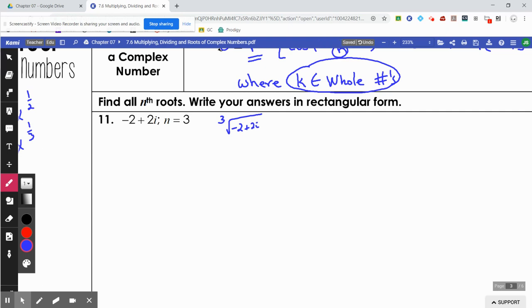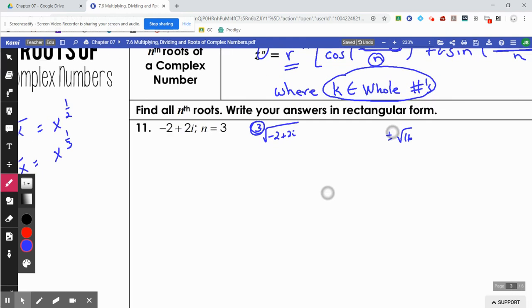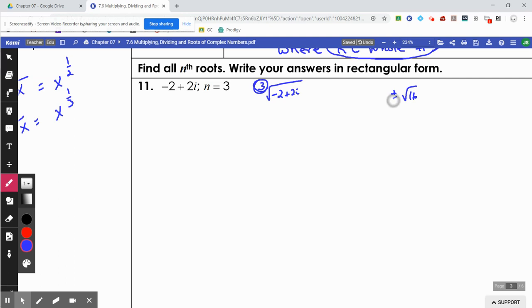How many of these cube roots are we going to find? 3. It's the exact same thing as saying the square root of 16. If we're talking about the positive and negative, if we're looking for a square root, how many square roots did that have? It had 2. It had a positive 4 and a negative 4 when we found the square root. So kind of the same thing here.